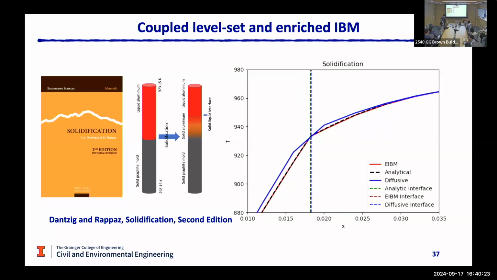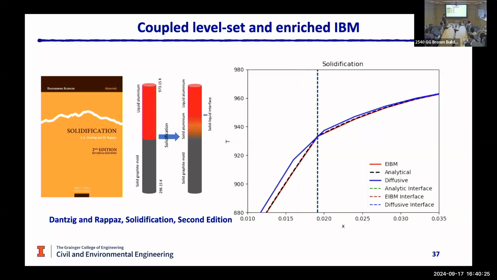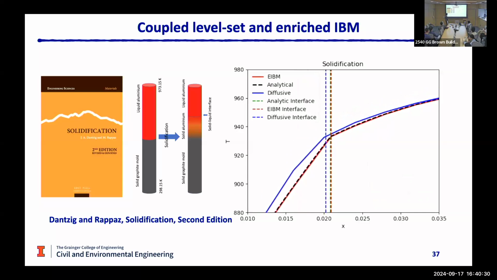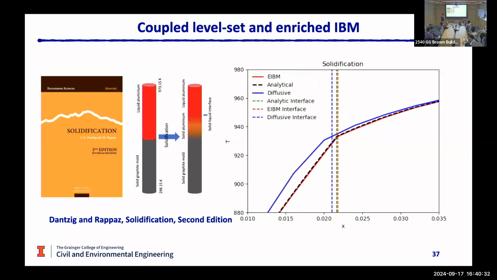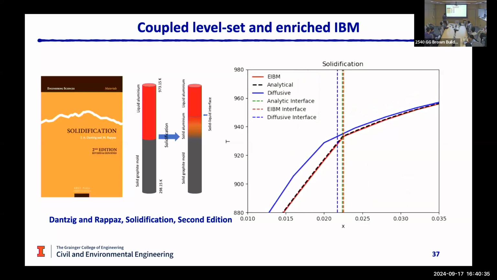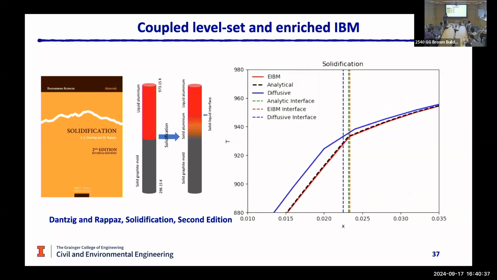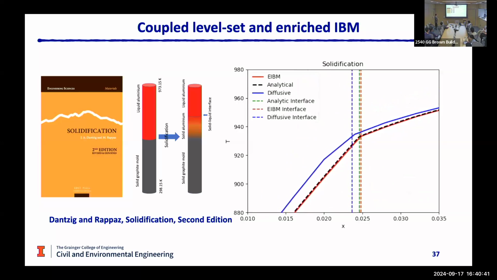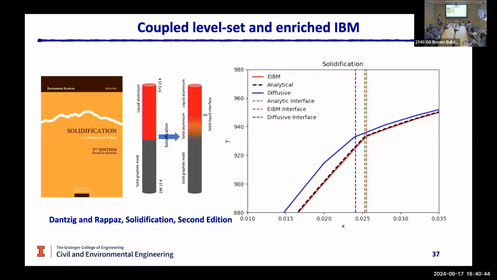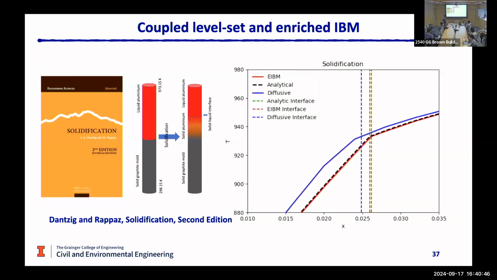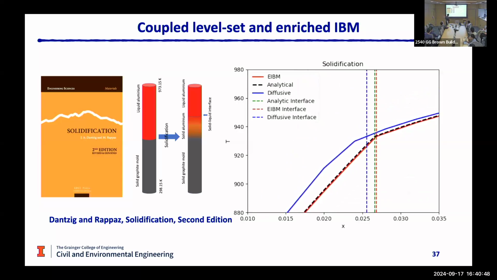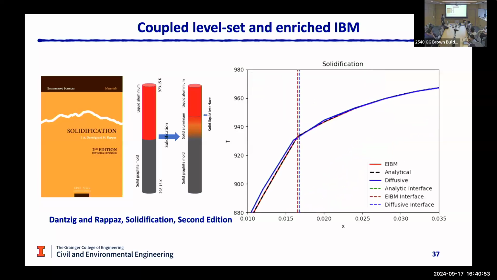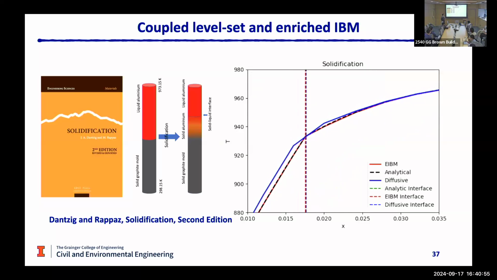Here we consider a very simple problem, which is the solidification of a nomini in quasi 1D. This is a benchmark problem from the textbook Solidification written by Dantzig and Rappaz. Dantzig is a professor at UIUC, and Rappaz is a professor from EPFL. This dynamic plot shows you the comparison between different methods. Again, this is a quasi 1D problem, so we are able to derive the analytical solution.